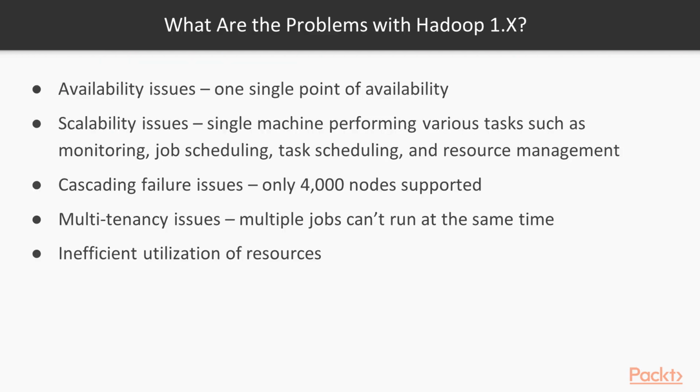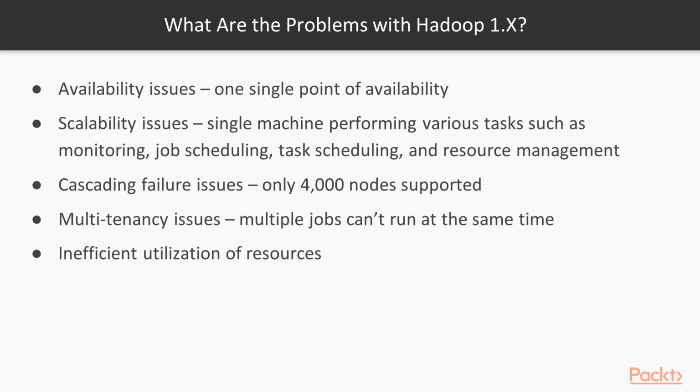Alright, so now we understood the anatomy of Hadoop completely. Now we have a clear-cut understanding of what exactly is happening in Hadoop 1.0. We're going to talk about problems which Hadoop version 1 was having. First things first, it's an availability issue: one single point of availability. Hadoop was not accessible through multiple channels. It was accessible only through one master daemon, and that was one of the problems.